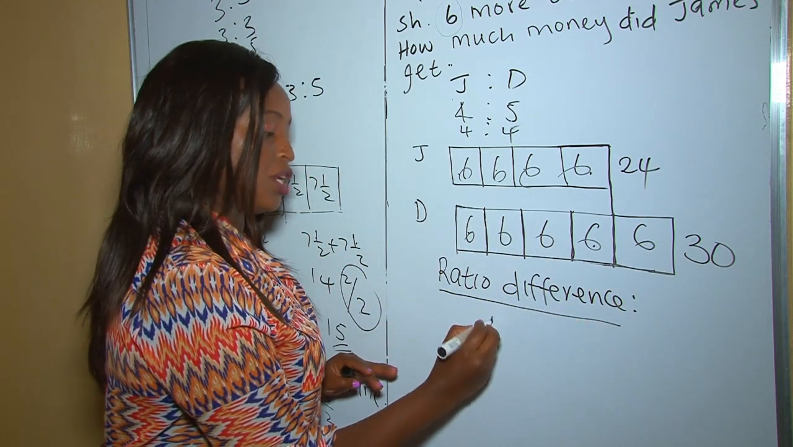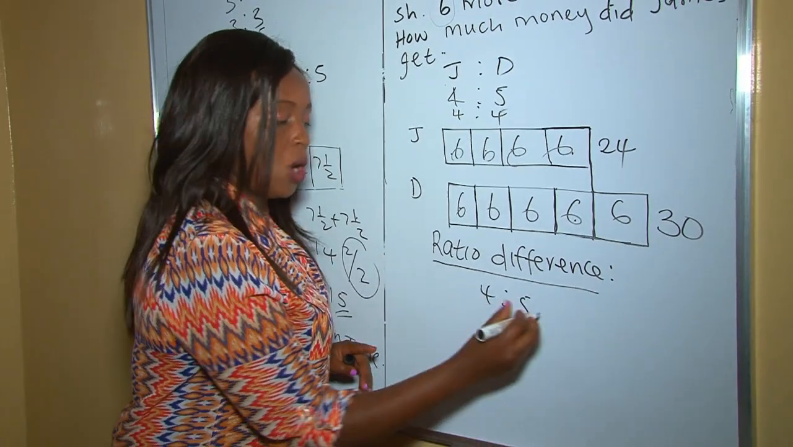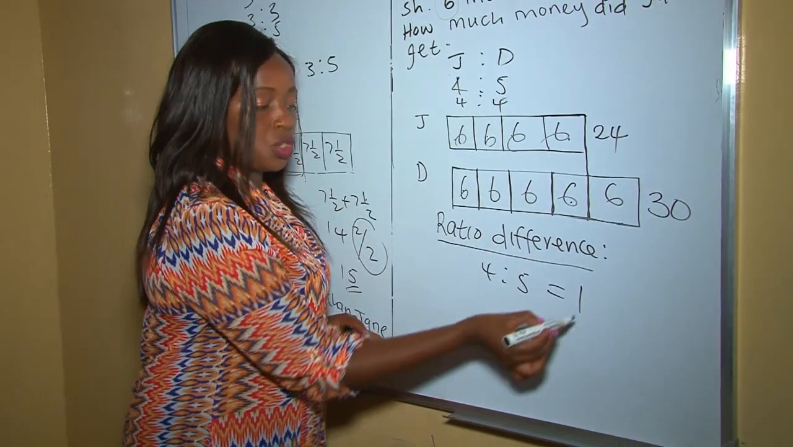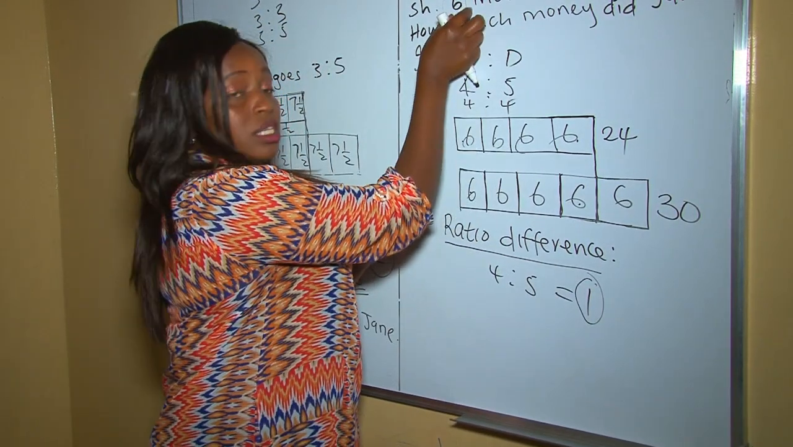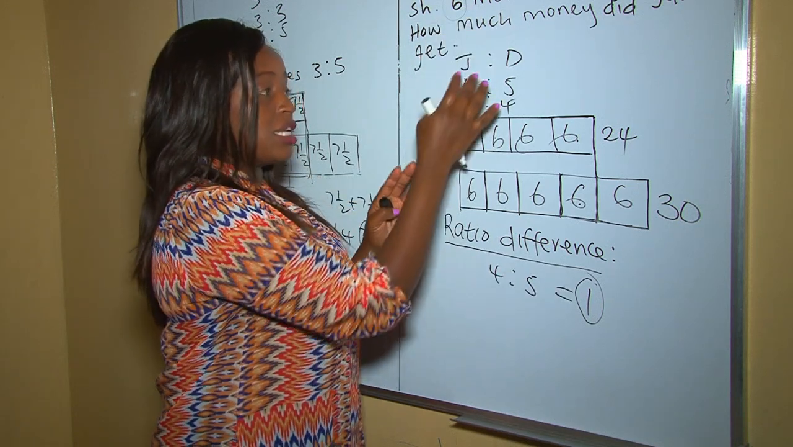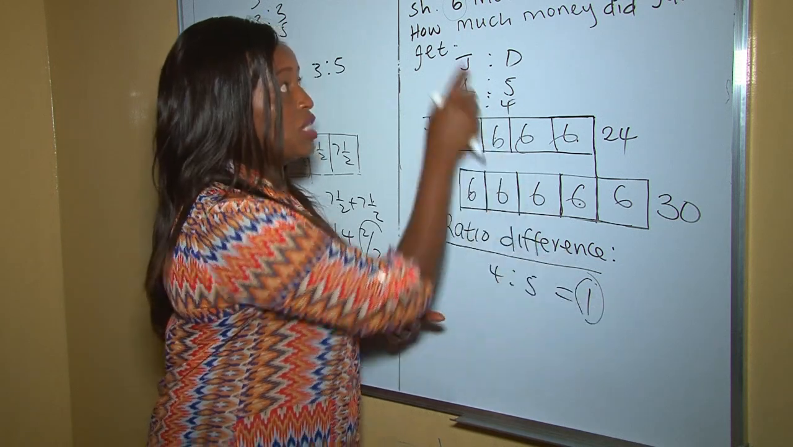So in the ratio 4:5, the ratio difference is 5 take away 4, which is 1. So this ratio difference brings all this difference. That is, it makes David get more. So this one is equivalent to 6.